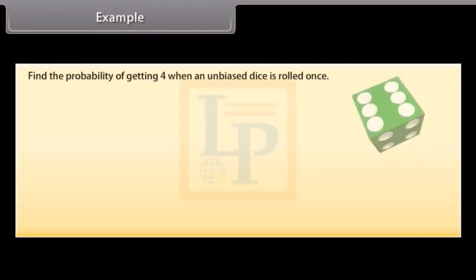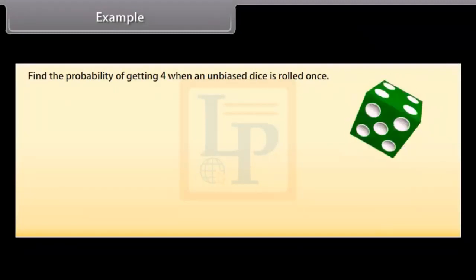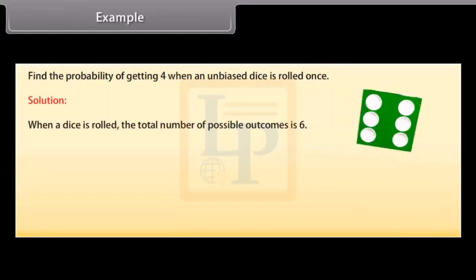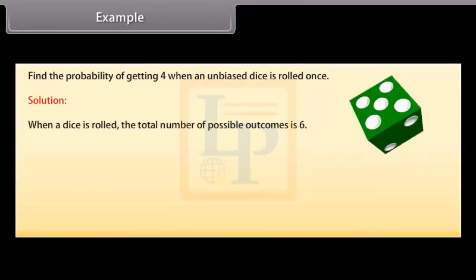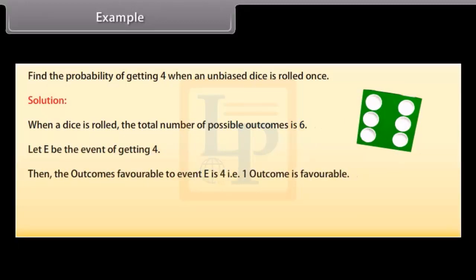Example. Find the probability of getting 4 when an unbiased dice is rolled once. Solution. When a dice is rolled, the total number of possible outcomes is 6. Let E be the event of getting 4. Then, the outcome favorable to event E is 4, that is, one outcome is favorable. Hence, the probability of event E is equal to 1 upon 6.